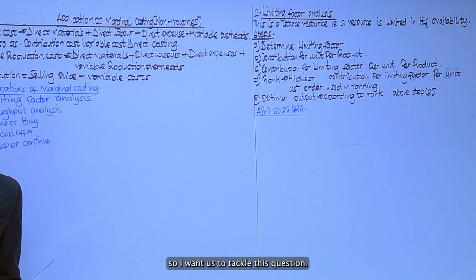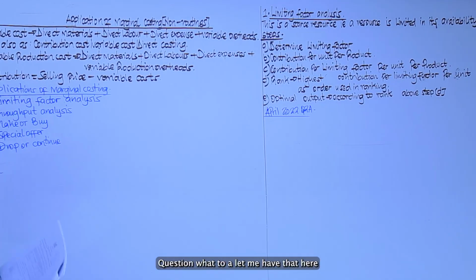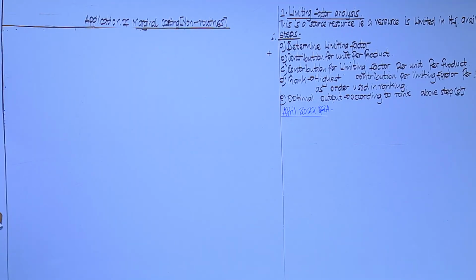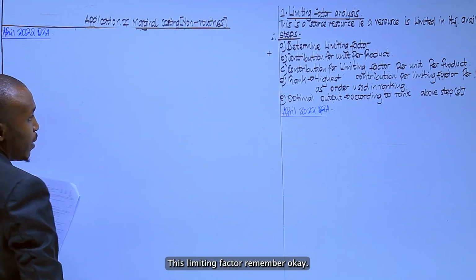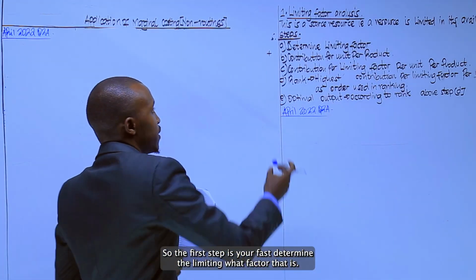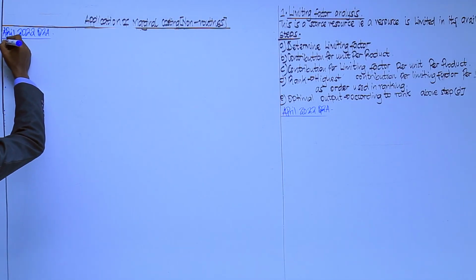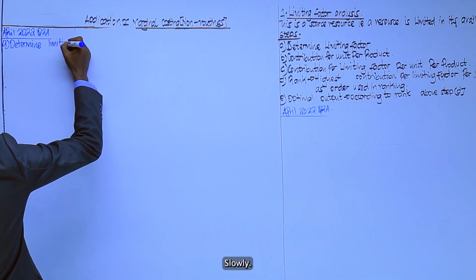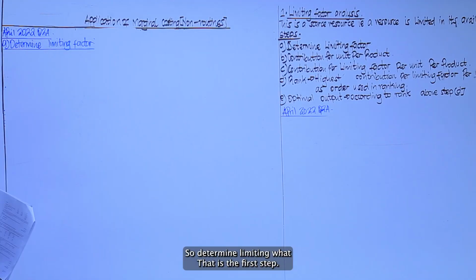So I want us to tackle this question of April 2022, question 2A. Let me have that here. We will follow the steps as I have indicated. It is limiting factor, remember. So the first step is you first determine the limiting factor. That is step number 1. So we even write here, Step 1: Determine limiting factor. I'm going to guide you through this slowly so that you see what is happening.